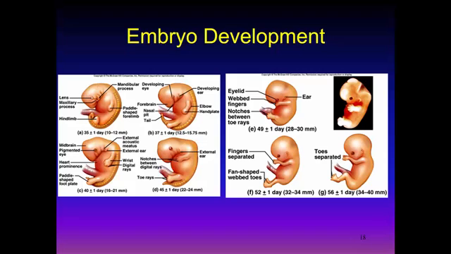The next stage of development from week 2 to week 8 is embryonic development. The embryo increases in length from about 1.5 millimeters to 23 millimeters, so talking 2 centimeters, about an inch long. All the organ systems develop, and it begins to show human form.